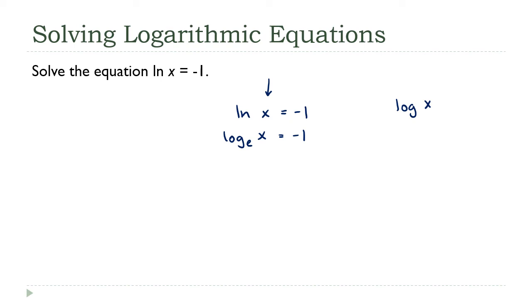Now I'm just going to apply the definition again. The bases stay the same. The -1 goes from the right side over to the left and becomes the exponent, and the x goes over to the right. And that's almost the answer, right? We don't usually write it like that. I'll flip this around and write it x equals e to the -1st. That's perfectly good. I would accept that as an answer. You could also simplify that negative exponent and just make this 1 over e. In my classes, I would take either one.